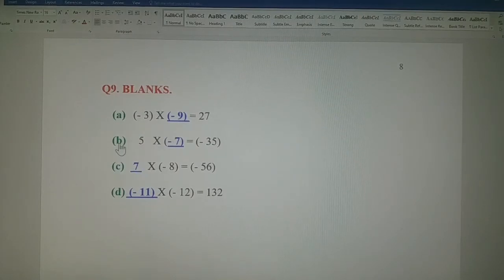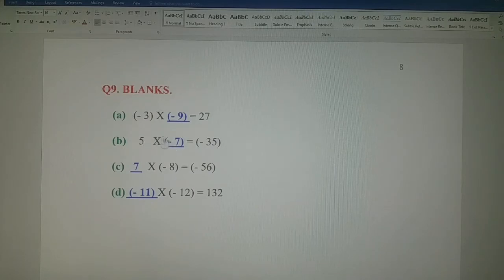The next question B, 5 multiplied by dash equal to minus 35. We need minus 35. Now we know 5 is stable. 5 sevens are 35. So here we have to write 7. But we need minus 35.